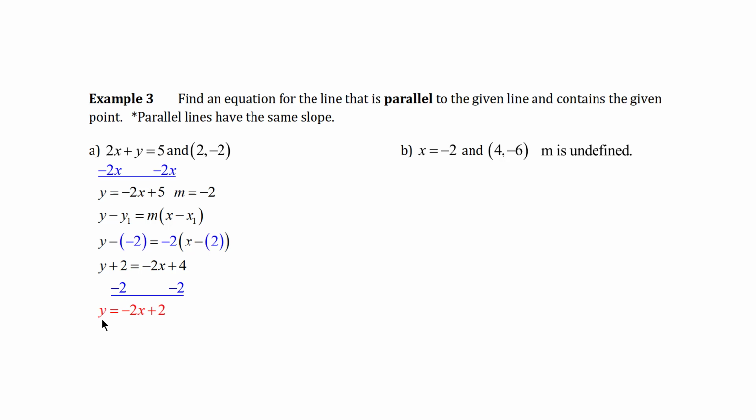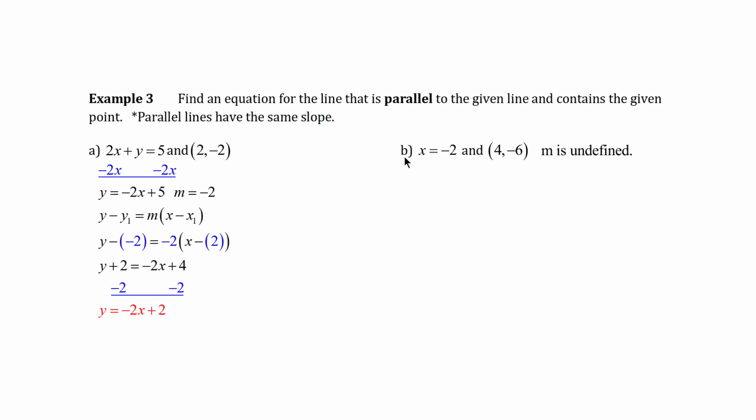On the right-hand side, plus 4 minus 2 results in 2. And then we could bring down the minus 2x. Our final answer in slope-intercept form is y equals negative 2x plus 2. This equation is a line that is parallel to the given equation and goes to the point 2, negative 2.